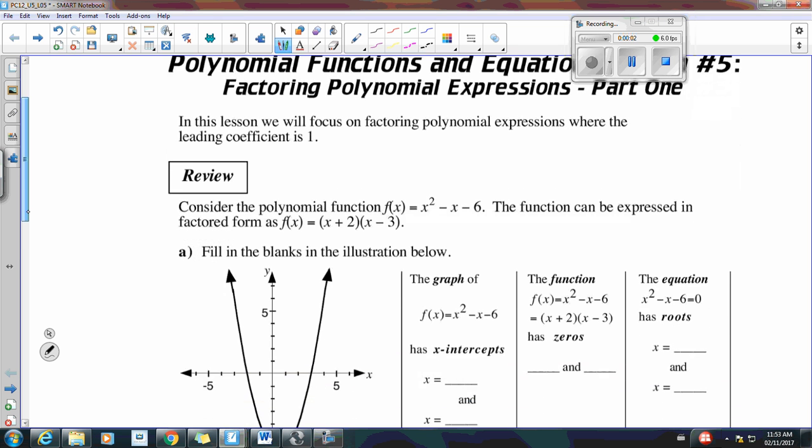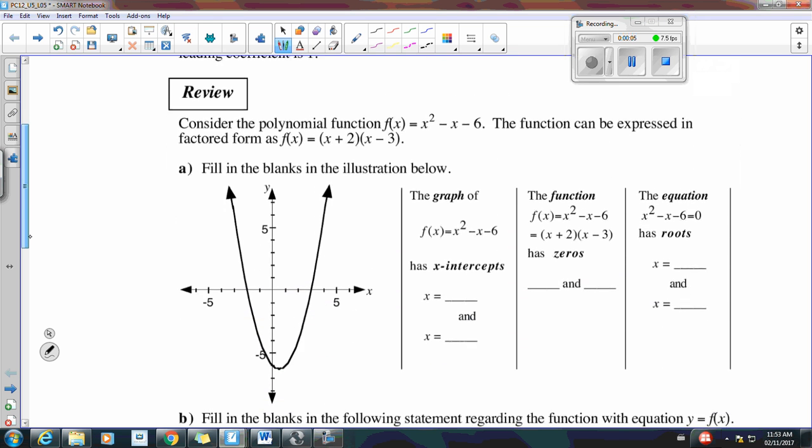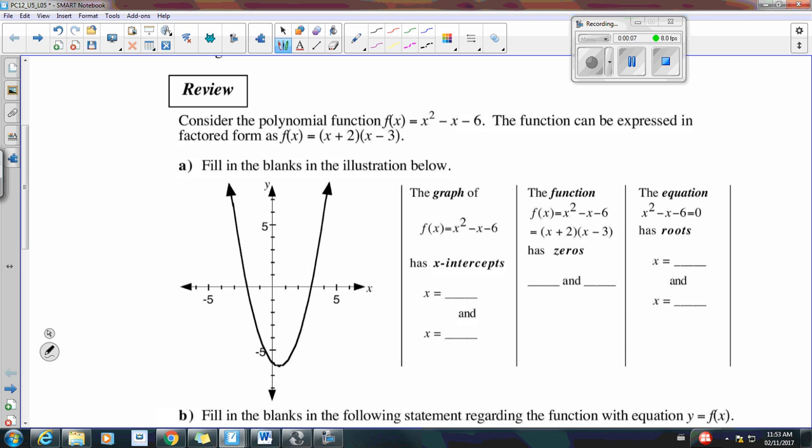We're now going to start factoring polynomials, starting with this review portion here. Consider the polynomial x squared minus x minus 6. The function can be expressed in factored form as f of x equals x plus 2 times x minus 3. So we're going to fill in the blanks.